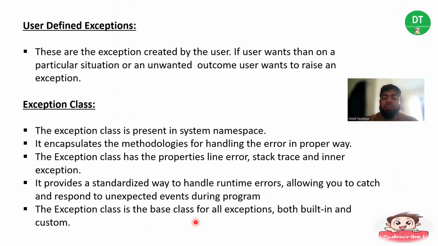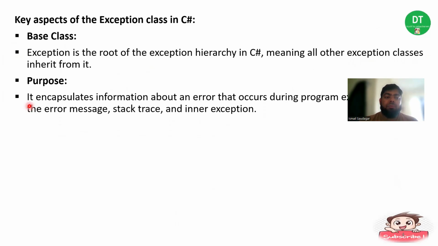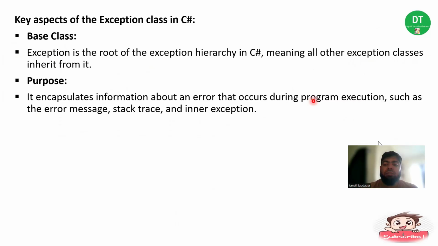The exception class is the base class for all exceptions, both built-in and custom. As we have seen, there are a number of predefined exceptions. For those predefined exceptions, .NET has created various classes, but all those exception classes are inherited from the exception class. So the exception class is the parent of all other exception classes and is the root of the exception hierarchy in C#, meaning all other exception classes inherit from it. Its purpose is to encapsulate information about an error that occurs during program execution, such as the error message, stack trace, and inner exception.